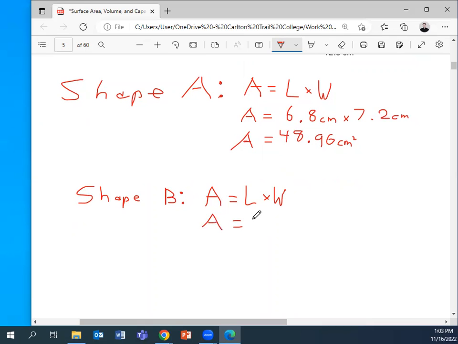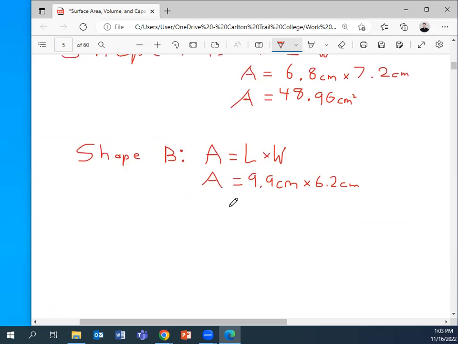So what's my length? 9.9. Yeah, 9.9 centimeters. And what's my width? 6.2. So we're understanding why it's important to keep organized here, because one, you might have the right idea, you just put the wrong number in. You'll still get almost full marks for that. And two, there's just a lot of numbers, so it gets really easy to get confused after a while.